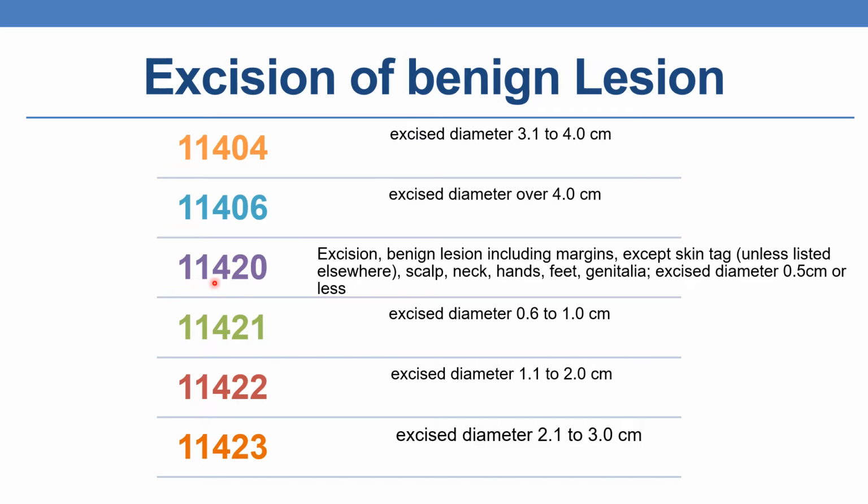So the next code is 11420: excision, benign lesion including margins except skin tags, scalp, neck, hands, feet, genitalia. Excised diameter is 0.5 or less. The next code is 11421. Excised diameter is 0.6 to 1 centimeter. Next is 11422. Excised diameter is 1.1 to 2 centimeters. The next is 11423. The excised diameter is 2.1 to 3 centimeters.